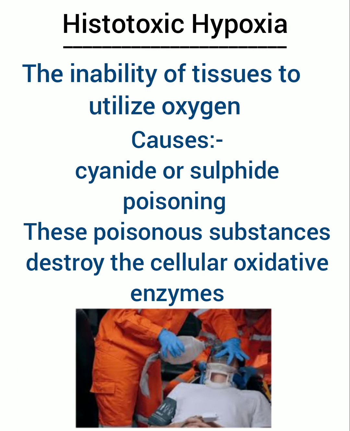Now the last one, the histotoxic hypoxia. In this hypoxia, tissues get enough amount of oxygen and the blood is able to carry enough amount of oxygen to the tissues and the blood flow is nice, but the tissues are unable to utilize the oxygen. It occurs mainly because of cyanide or sulfide poisoning, which interferes with the uptake of oxygen by the tissues. Cyanides and sulfides are poisonous substances, so they destroy the oxidative enzymes and make the tissues unable to utilize the oxygen.